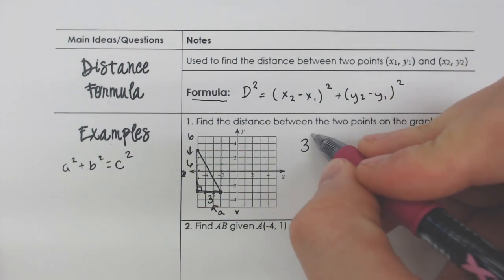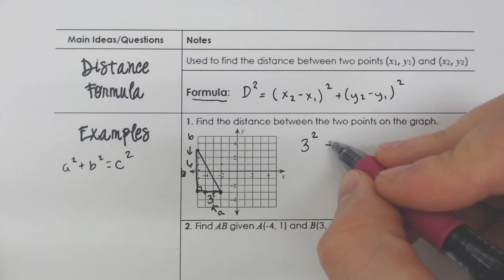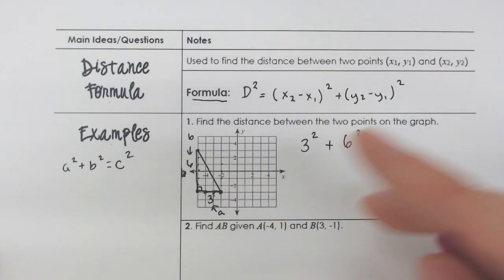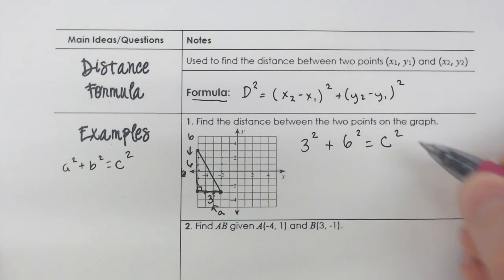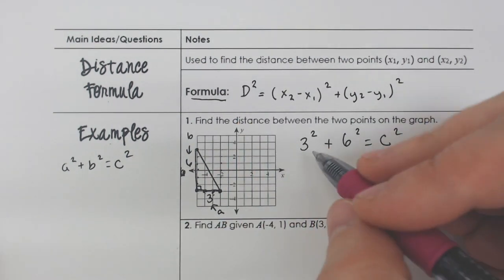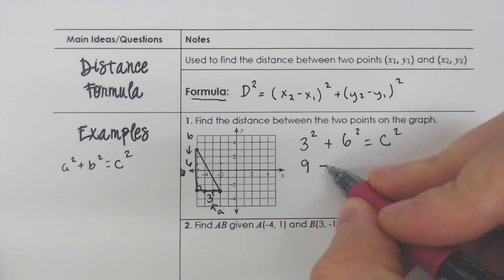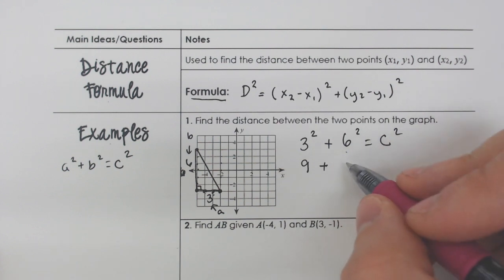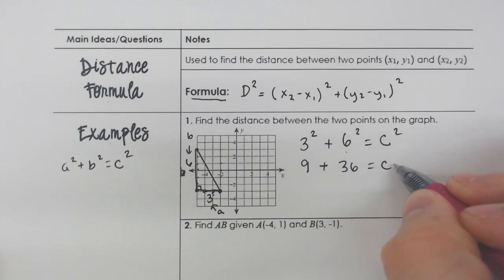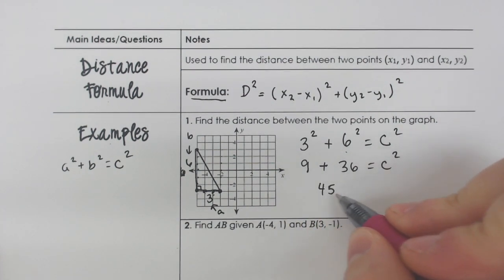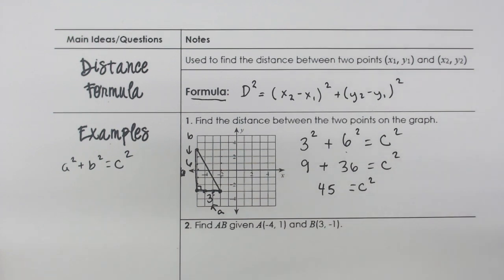So 3 squared, that's my A, plus 6 squared, that's my B, is equal to c squared, which in this case we don't know. That's the distance, the d squared, or the distance. So 3 squared is going to be 9. 3 times 3. It's not 6. 6 squared is 36. 6 times 6 is 36, is equal to c squared. 9 plus 36 is 45, equals c squared.